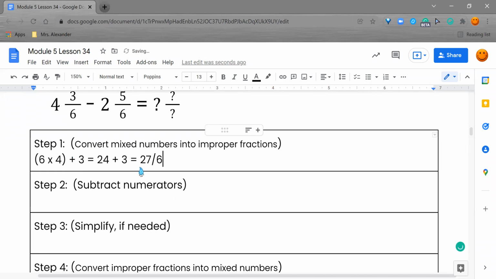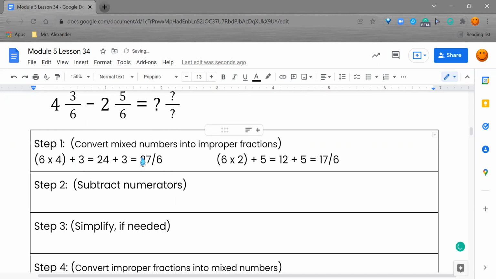And remember that this 27/6 is equivalent to 4 and 3/6. And remember, equivalence just means the exact same. So I'm going to go to my next mixed number and convert it to an improper fraction. So I'm going to take 6 times 2, and add 5. So 6 times 2 is 12, and I get to add 5, which equals 17. And I put that over my denominator also, which is 6.